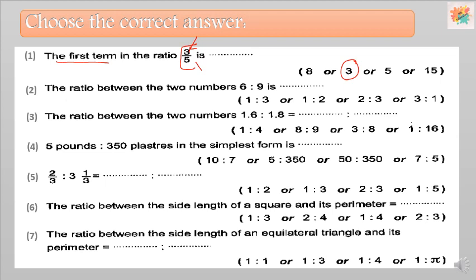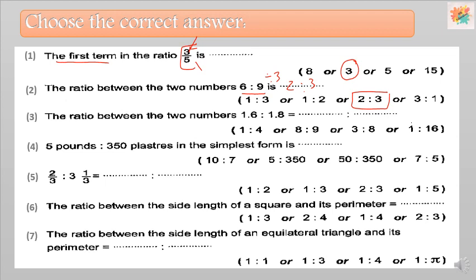Okay? Number 2. The ratio between the two numbers is 6 to 9. We want the ratio in simplest form. We know that we can divide both by 2. So 6 divided by 2 equals 3, and 9 divided by 2, does it work? No, it doesn't, Mr. So what do we do? Let's find something else. Maybe we can divide by 3. Okay. So 6 divided by 3 equals 2 and 9 divided by 3 equals 3. So the answer will be 2 to 3.